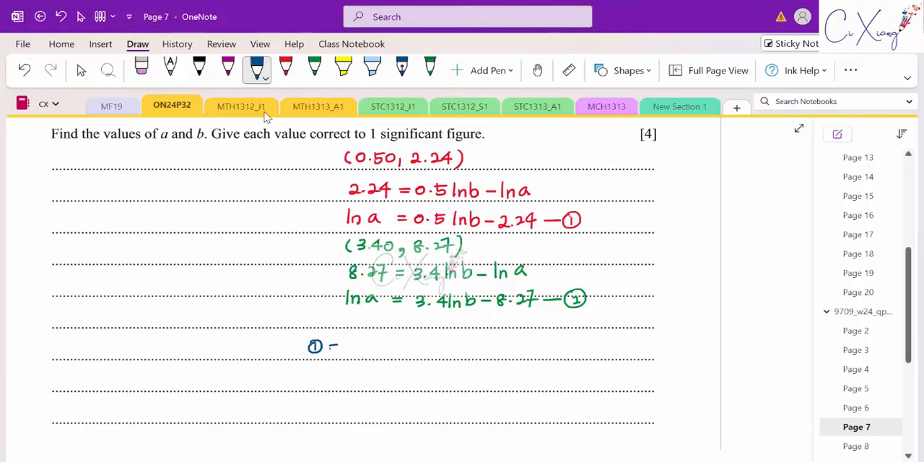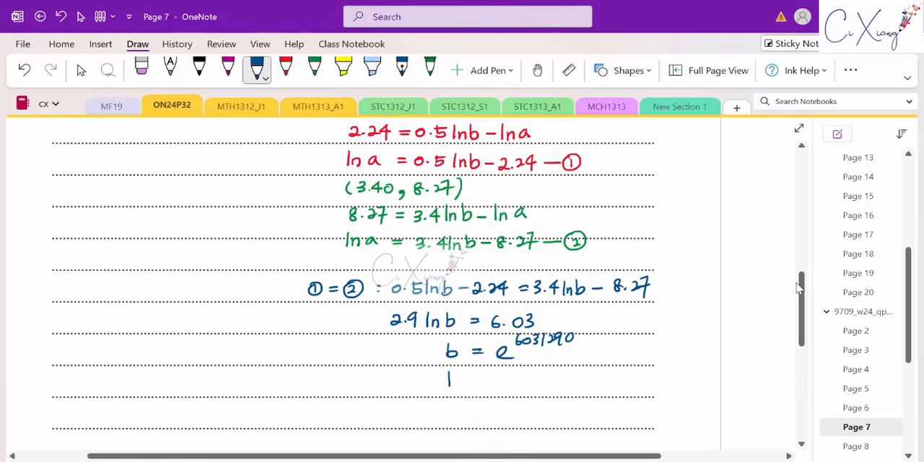So 1 is equal to 2. Therefore, 0.5 ln b minus 2.24 equals 3.4 ln b minus 8.27. Okay, so from here, you will get 2.9 ln b equals 6.03. Rephrase your answer and get b. b should be e power 603 over 290. So from here, you get your value of b, which is equal to 8.